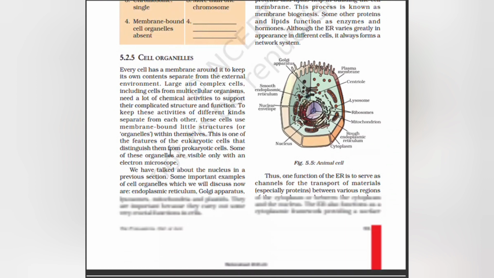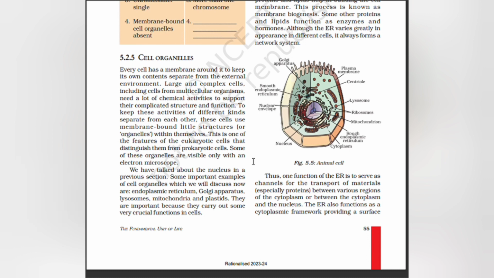Cell organelles. Every cell has a membrane around it to keep its own contents separate from the external environment. Large and complex cells, including cells from multicellular organisms, need a lot of chemical activities to support their complicated structure and function. To keep these activities of different kinds separate from each other, the cells use membrane-bound little structures within themselves. This is one of the features of the eukaryotic cells that distinguish them from prokaryotic cells.